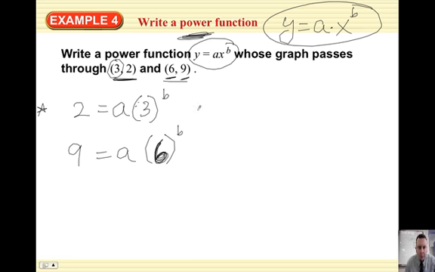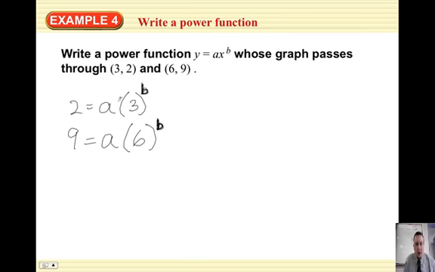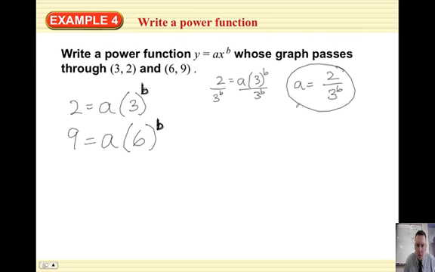Whichever one you want to do. Solve for a in this equation. So divide both sides by 3 to the b power. So 2 equals a times 3 to the b. Divide by 3 to the b. It cancels. So you get a equals 2 divided by 3 to the power of b. You're going to use this to substitute into this equation. A is now 2 divided by 3 to the b.